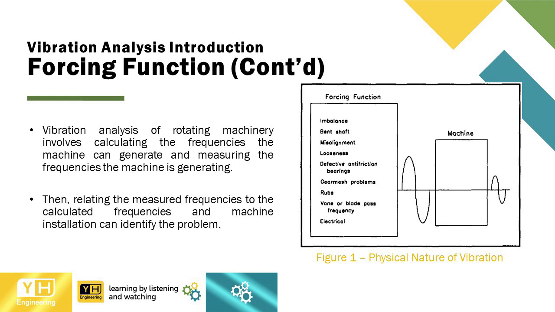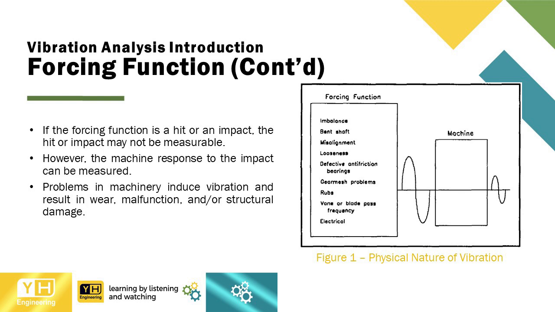Vibration analysis of rotating machinery involves calculating the frequencies the machine can generate and measuring the frequencies the machine is generating. Then, relating the measured frequencies to the calculated frequencies and machine installation can identify the problem. If the forcing function is a hit or an impact, the hit or impact may not be measurable. However, the machine response to the impact can be measured. Problems in machinery induce vibration and result in wear, malfunction, and/or structural damage.